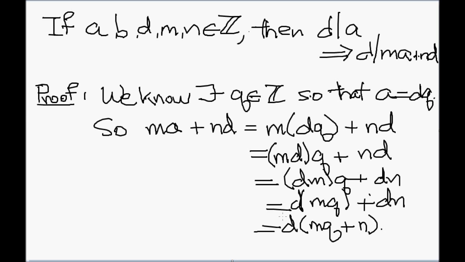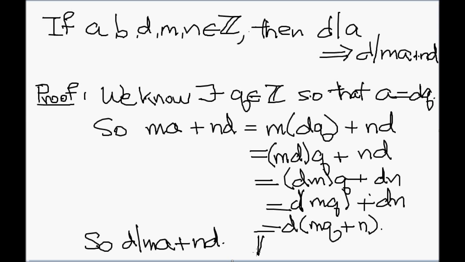Now by the closure property, we know that m times q is an integer, and therefore m times q plus n is an integer. And that's by the closure properties of multiplication and then addition. And so we conclude that d has to be a factor of ma plus n times d because the thing in parentheses is an integer. So that's the end of the proof.